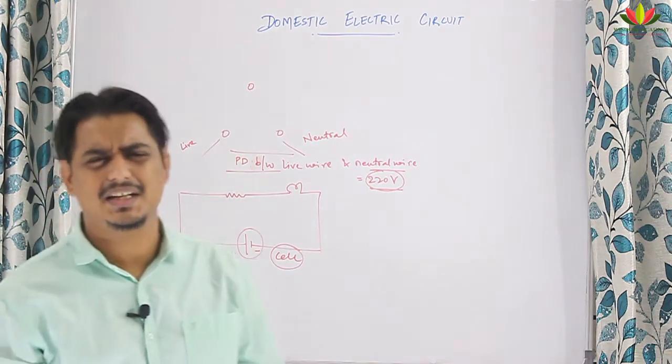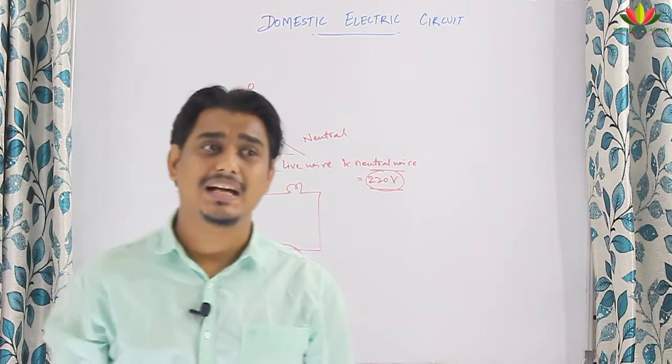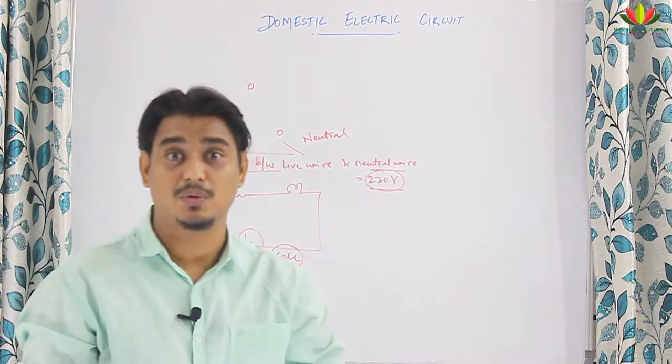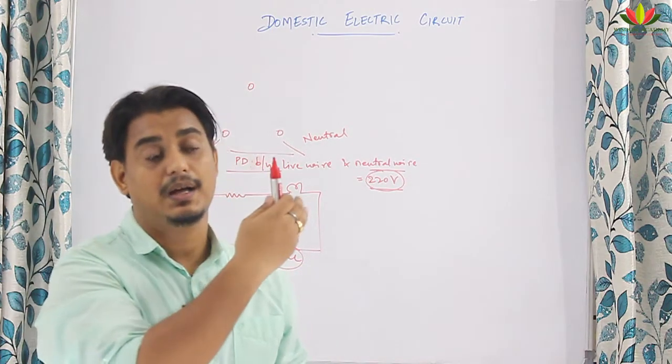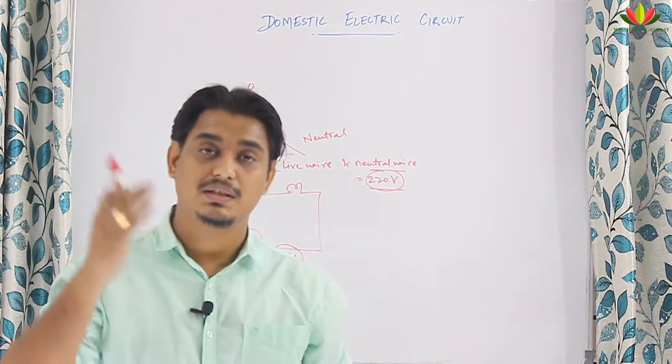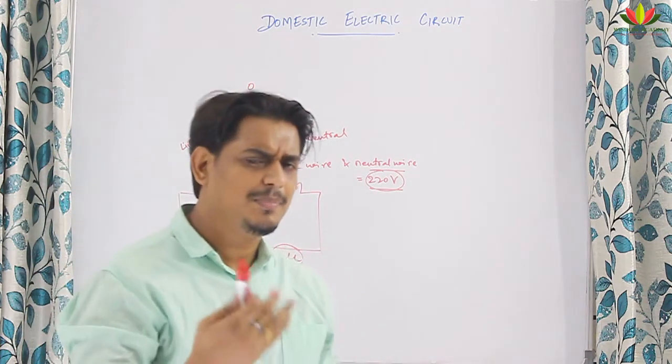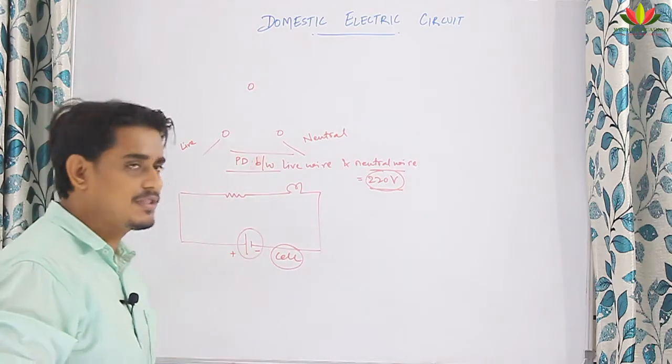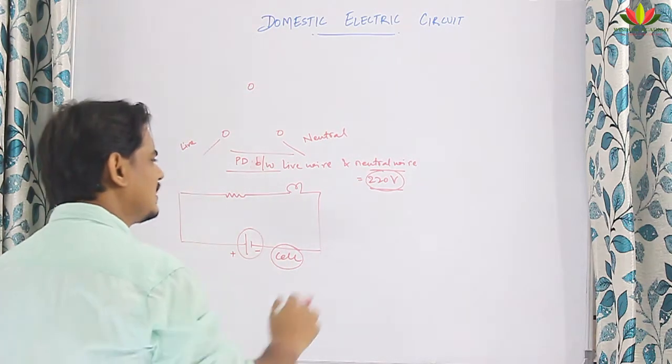In industries we are providing some 440 volts also, and in some places we are even providing thousands of volts. For example, if you want to see railway stations, there you can see even 20,000 volts provided for the electric engines. So based upon the usage, the potential difference is given. For domestic connection, 220 volt is sufficient.